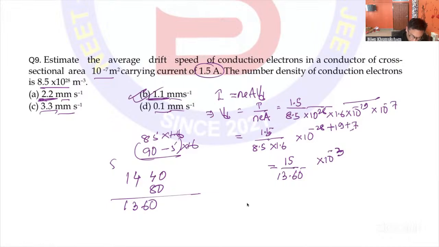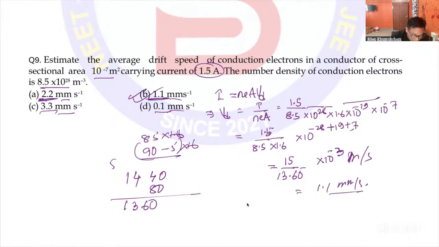Let's cross check for one last time. 13.60. So obviously it is greater than 1 but less than 2. So this answer, in meter per second, will be 1.1 mm per second.